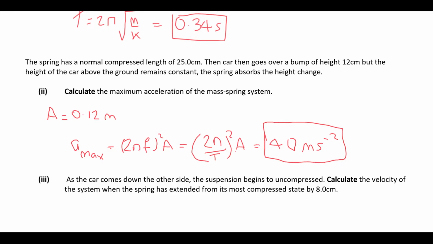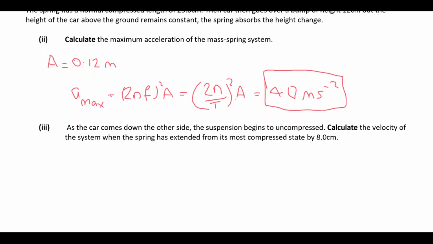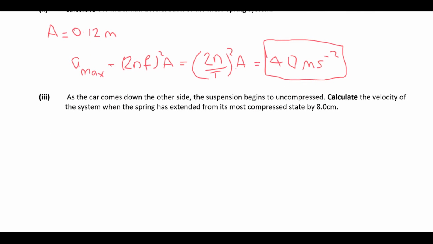Okay, so then what we're going to do is, as the car's coming down the other side, it begins to uncompress. Calculate the velocity of the system when it's extended from its most compressed state by 8 centimeters. So its displacement at this particular point in time would be 4 centimeters, because it started at 0.12, it's changed by 8, so its displacement is now 0.04 meters.